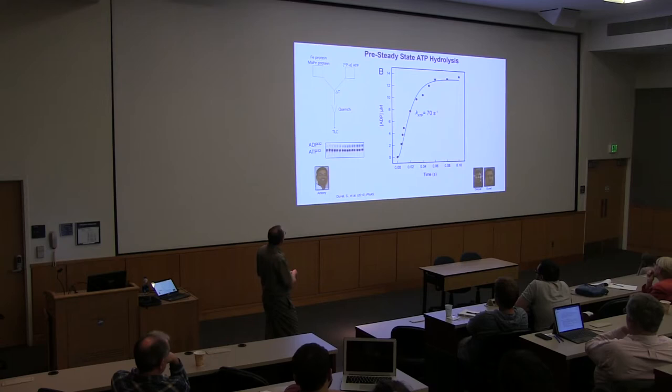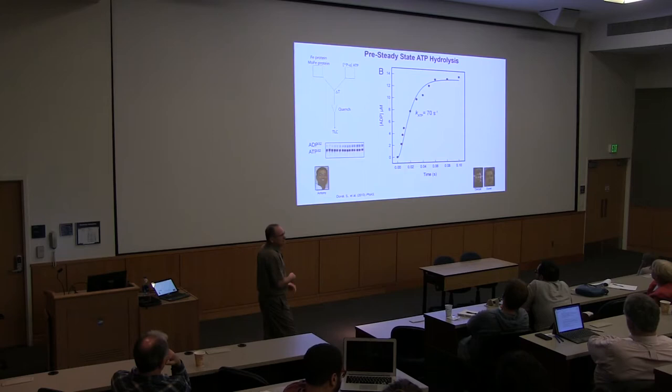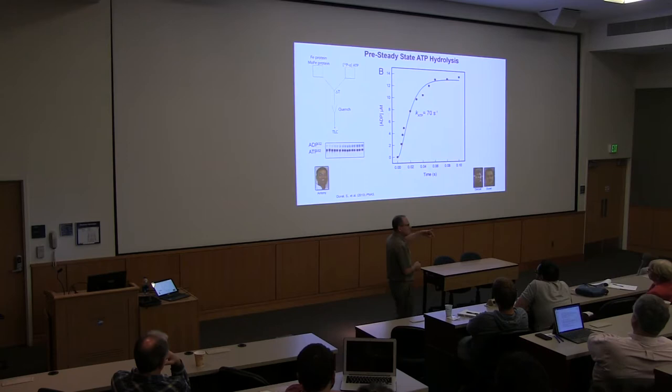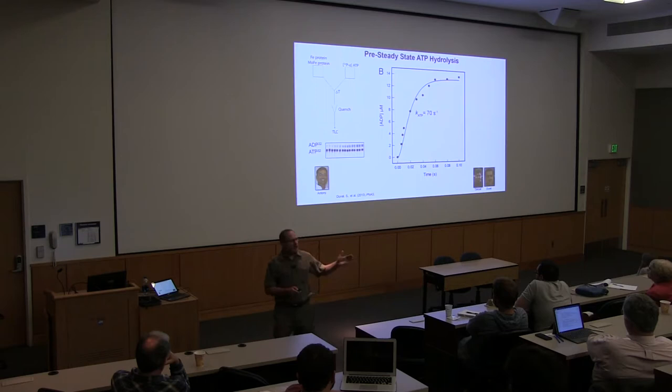This is, again, time in milliseconds. This is the formation of ADP. And you can fit this quite nicely to a first order rate constant. You can see that you get a rate constant of 70 per second. Those of you that were remembering the numbers will remember that the electron transfer rate constant was 140 per second. This isn't even close. This is happening after electron transfer. There's no doubt about it.